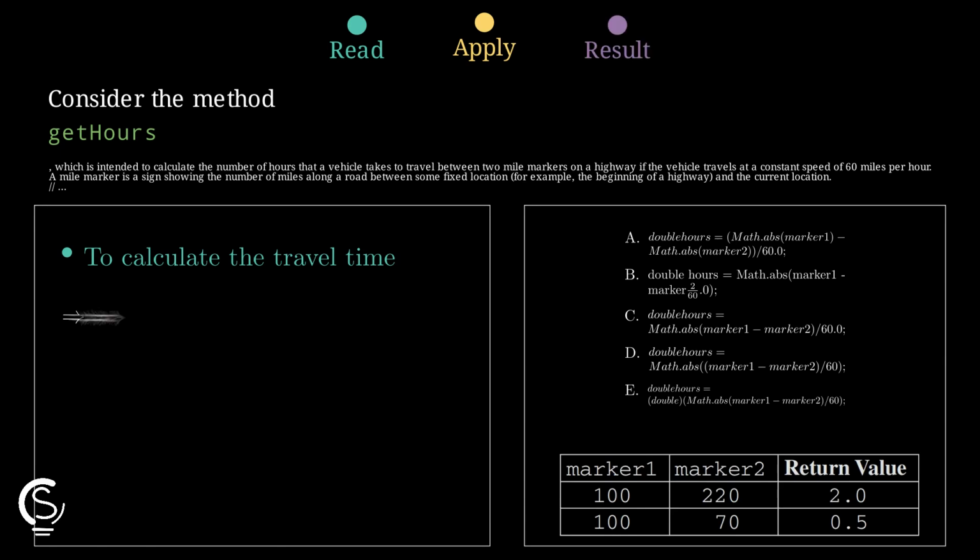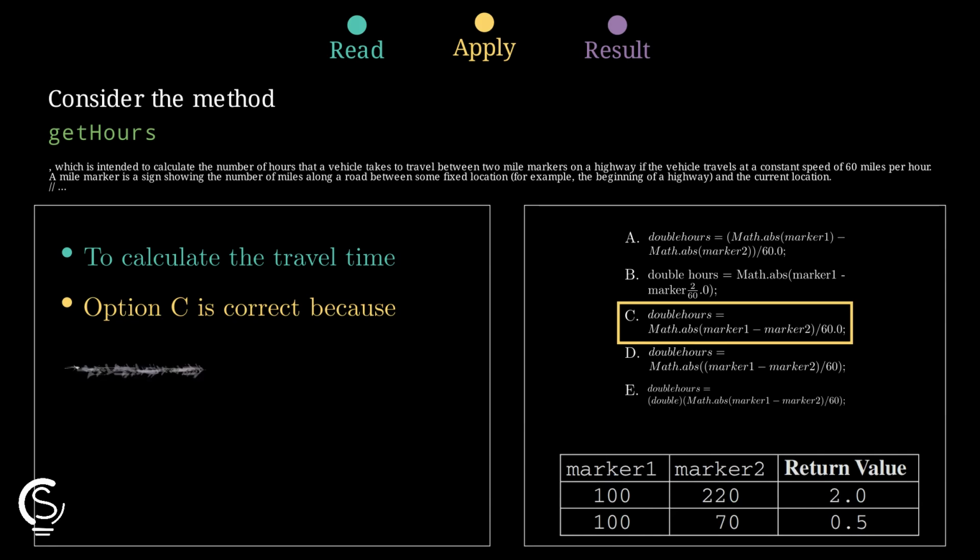Option B is incorrect because it divides only the second marker by 60, ignoring the order of operations needed to find the total distance first.